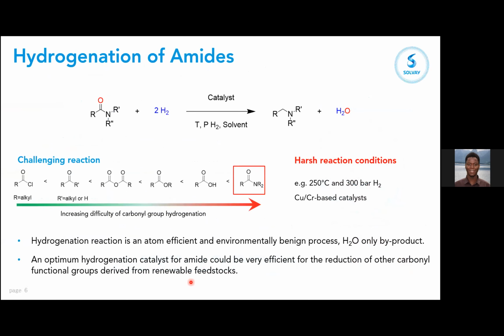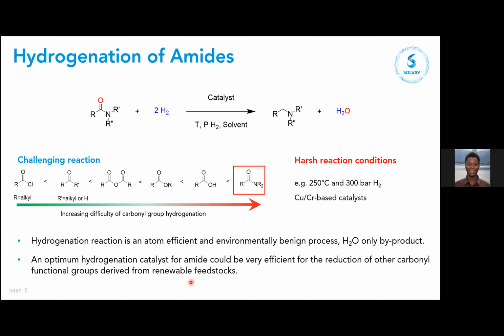So now going to the topic, or the case study on hydrogenation of amides. It is basically the hydrogenation of the amide functional group using molecular hydrogen in the presence of a catalyst, and you can fine-tune the reaction variables or conditions, mainly temperature or the pressure of hydrogen, as well as the solvent, to obtain your targeted product. And the good thing about this reaction is that it is an atom-efficient and environmentally benign process, as water is the only byproduct generated in this reaction.